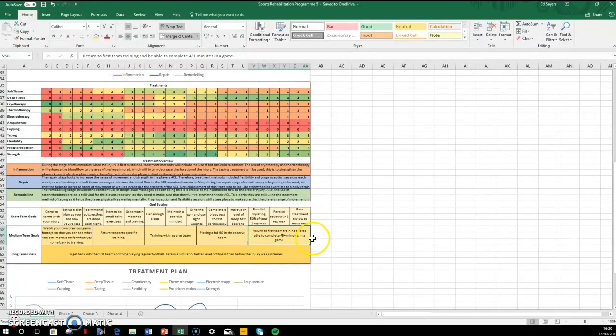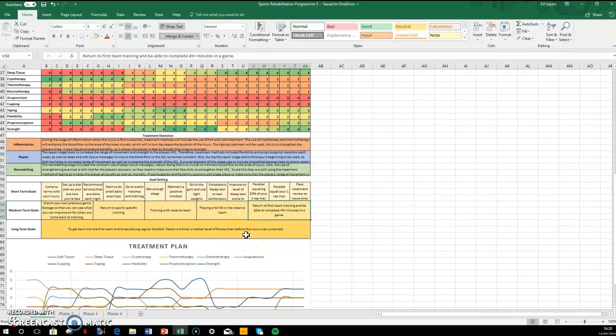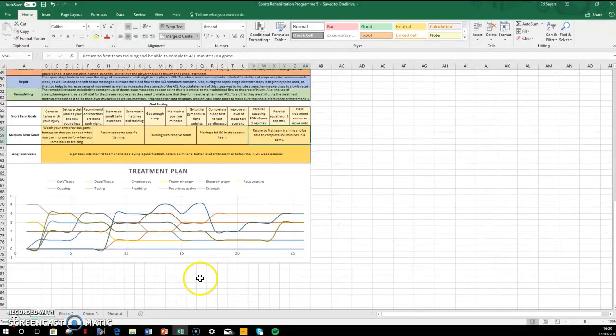And then the last goal, maybe a return to first team training and being able to complete just a half game with the first team, because it's obviously going to be full paced because it's the first team playing. And then obviously your long-term goal would be getting back to the first team and playing regular football, and to retain a similar or better level of fitness than before the injury was sustained.